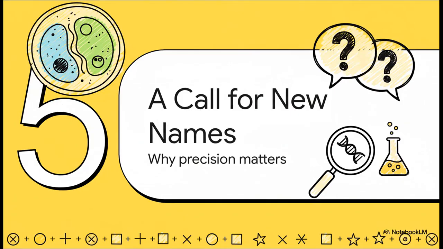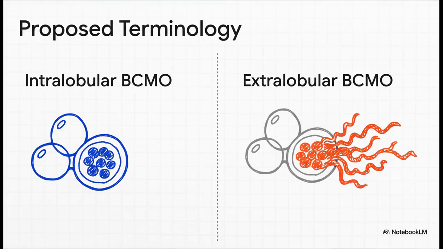So this massive difference in how the cancer behaves and what it means for the patient is exactly what led the researchers to make a very clear recommendation. They argue that if we want to give people the right treatment and save lives, we have to stop using one name for two very different things. We need new names. And their proposed solution is actually pretty simple and logical. For that diffuse cancer that spreads outside the breast's little structures, they suggest the name extralobular BCMO. And for the small localized cancer that stays contained inside those structures, they propose intralobular BCMO. The names finally match the reality of what we can see in the images.